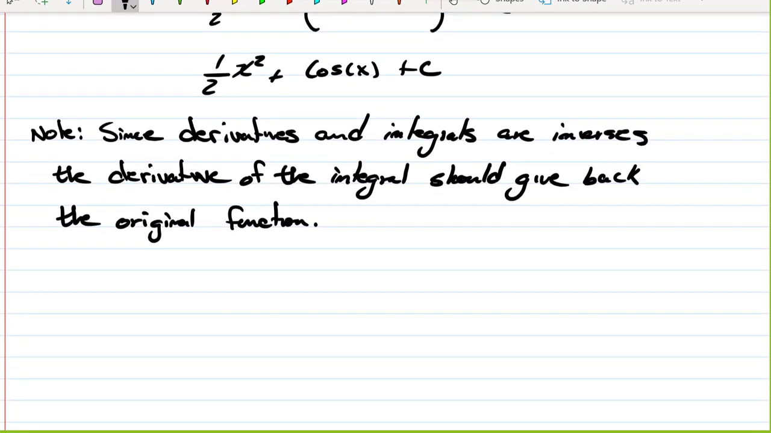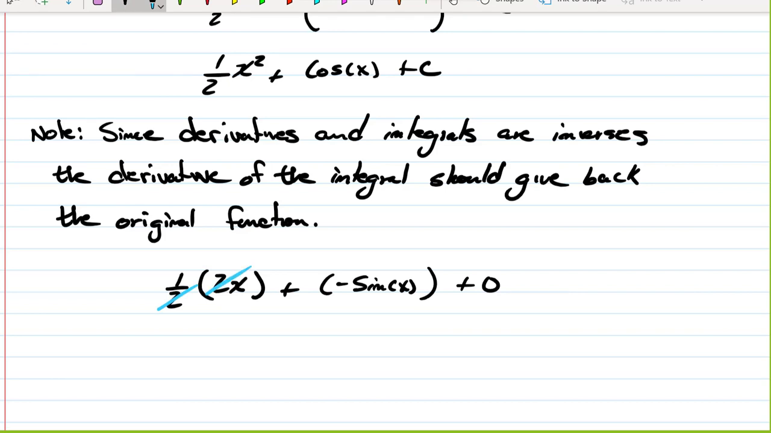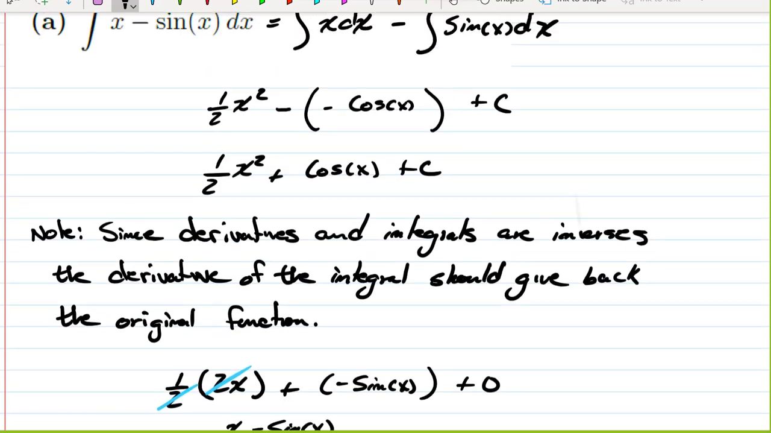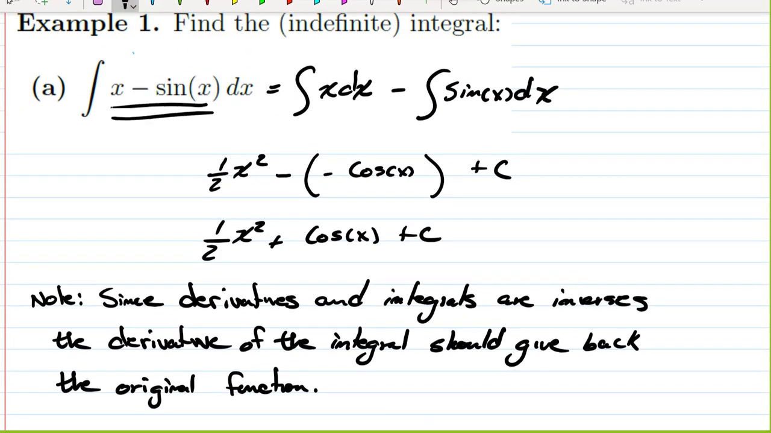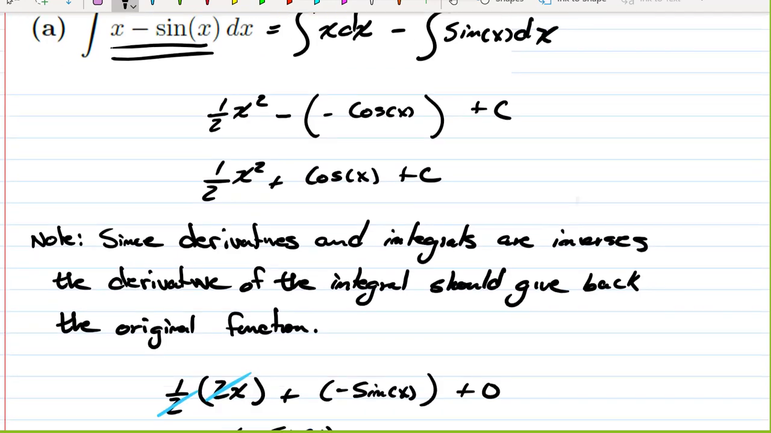So let's just check. If we take the derivative of 1 half x squared plus cosine plus a constant, well, that's 1 half times the derivative of x squared, which is 2x, plus the derivative of cosine, which is negative sine, and the derivative of a constant is 0. So the 1 half and the 2 reduce out and we get x minus sine x, which was exactly what we had as our original function. So we can always check that our integral is correct by taking the derivative if we wish.